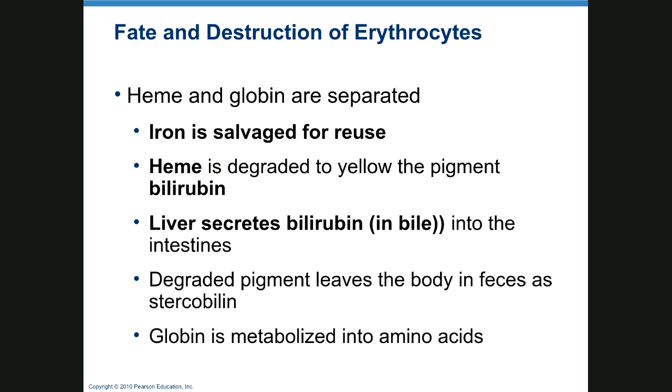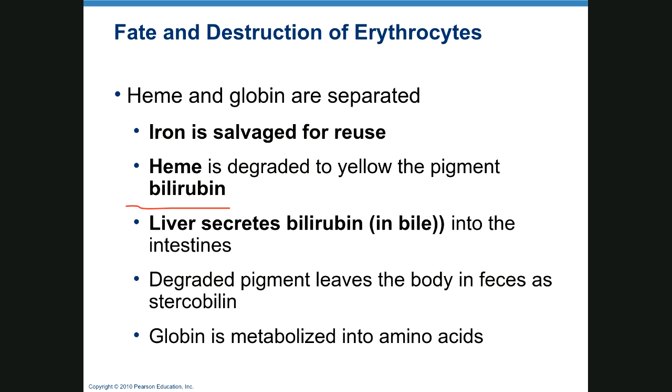Okay, heme and globin are salvaged for reuse. Iron is recycled. Heme is degraded into a yellow pigment called bilirubin. The liver secretes the bilirubin in the bile. This gives you the idea right here. See the word yellow? Liver failure patients become yellow in color because of the buildup of bilirubin. They can't make bile, so they can't get rid of their old bilirubin.